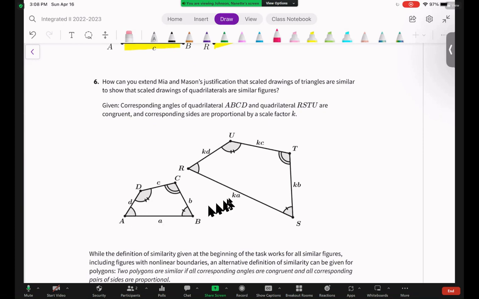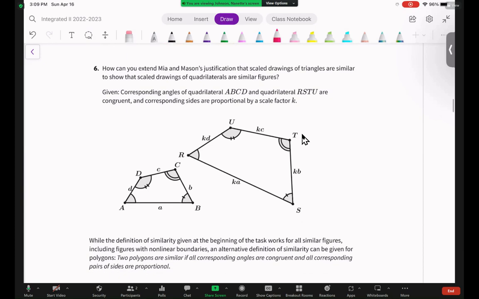And they're proportional because this is A to KA. This is D to KD. C to KC, and B to KB. So notice that it grew by a factor of K, right? That's what they mean by scale factor of K.